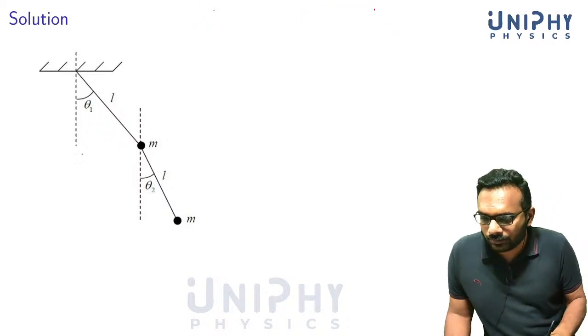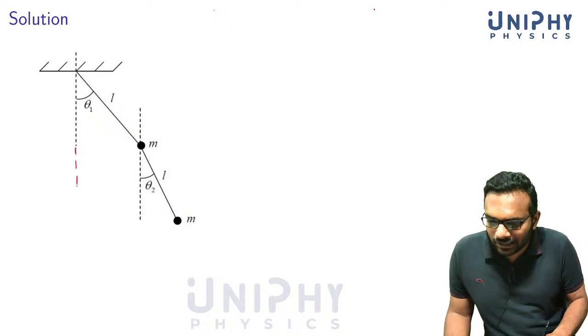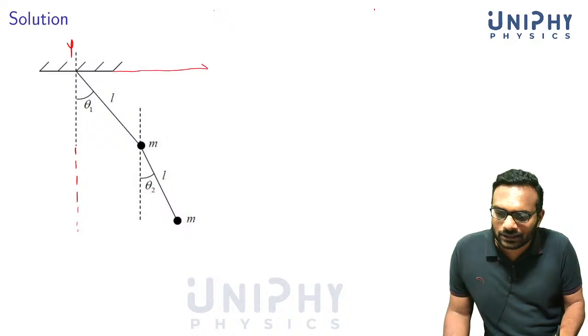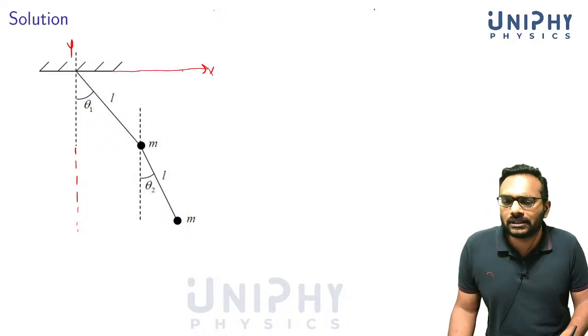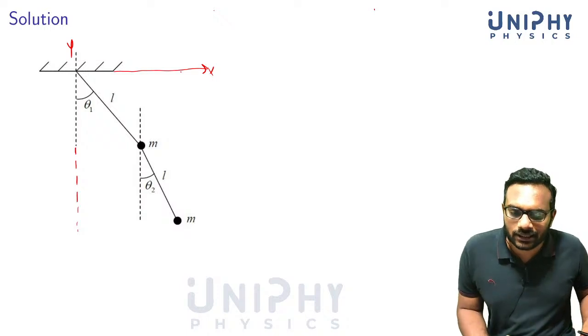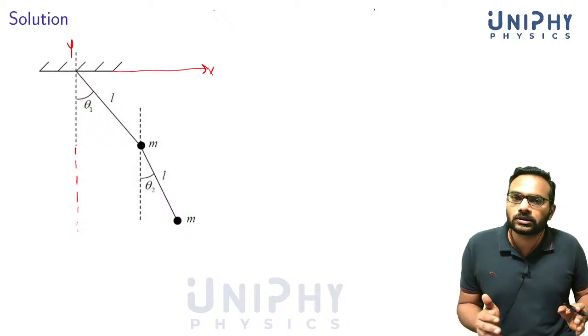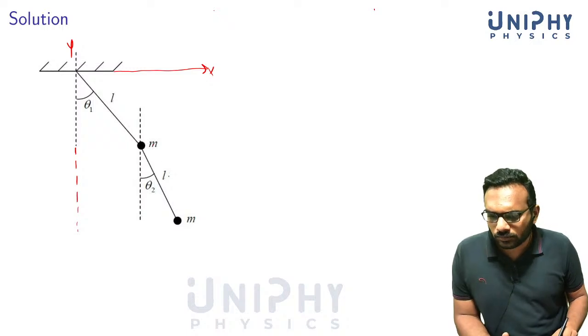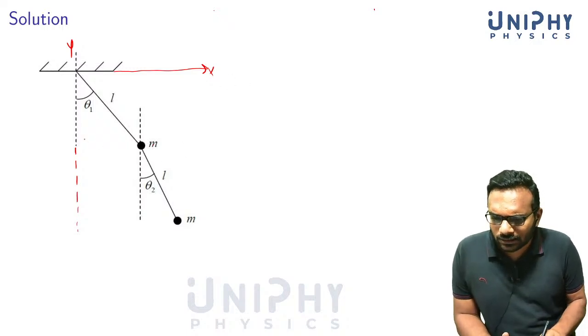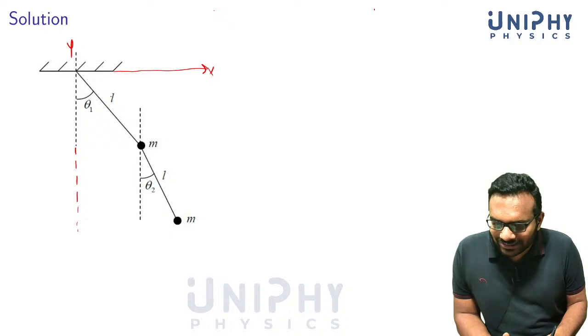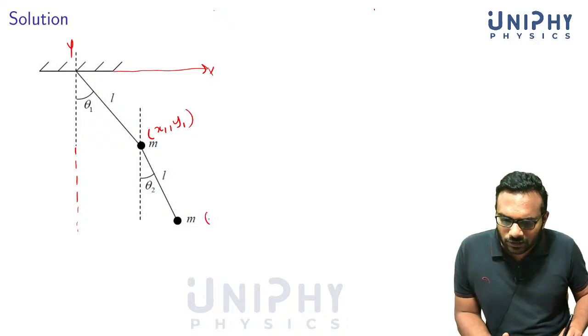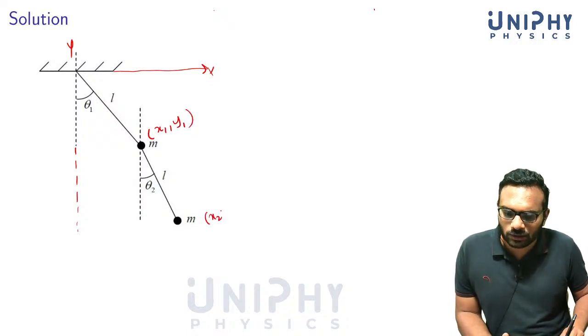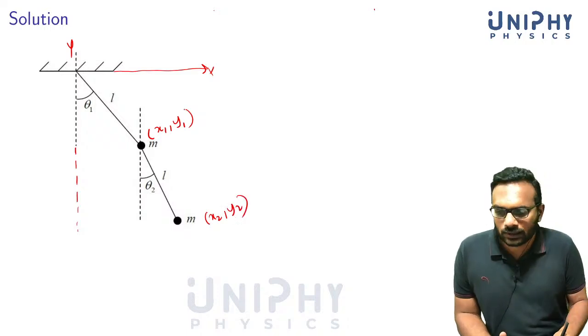Now how do we do that? We'll just extend this and say that this is the y-axis, and this we can take as the x-axis. It's in 2 dimensions, so to find the kinetic energy we just do half m x dot square plus y dot square. Now let's look at this. This length is given as L. The coordinates of this mass m, we'll call x1, y1. The coordinates of this mass m2, we'll call x2, y2.